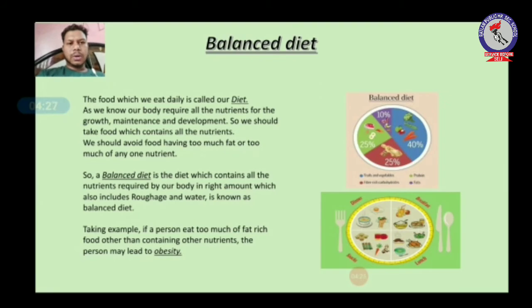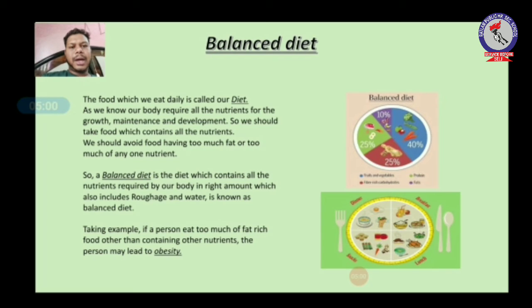Okay students, now we'll talk about balanced diet. As you know, our food must contain all the nutrients like carbohydrate, fat, protein, minerals, vitamins, etc. because our body needs all the nutrients for the proper functioning and growth of our body. So we should take a balanced diet. So what is diet? The food which we eat daily is called our diet. A food or a diet may contain all the nutrients or may not, but we have to take a proper diet for the proper functioning of our body.